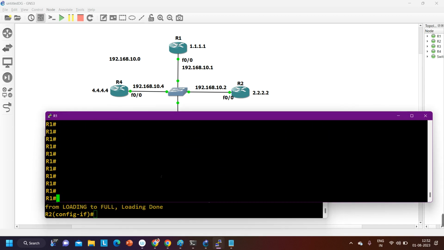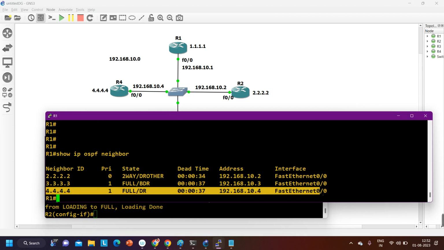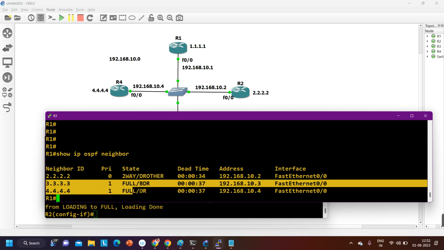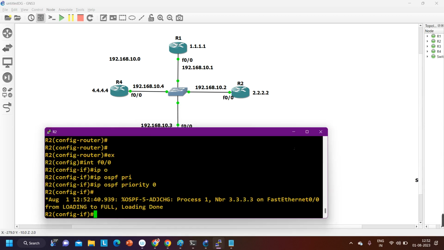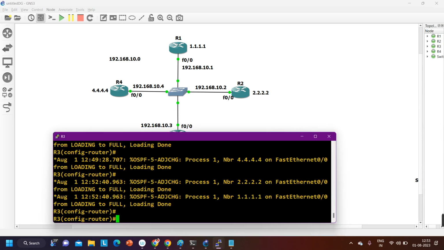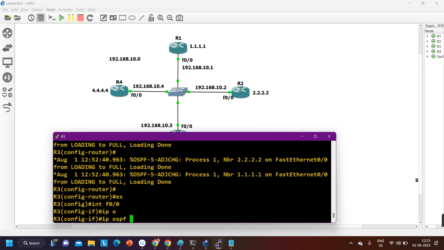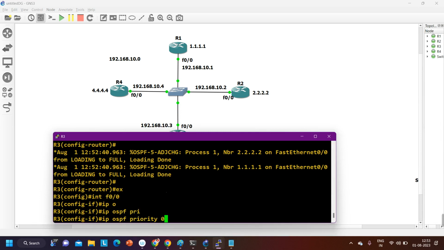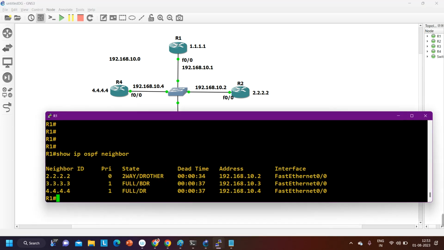Now you can see on router number 1, IP OSPF neighbor. Which router is DR now? Router 4. And which router is BDR now? 3.3.3.3. I don't want a BDR in my topology, so on router number 3 also I can set priority 0. On router number 3, go to interface F0/0 and say IP OSPF priority 0. Now check on router number 1.